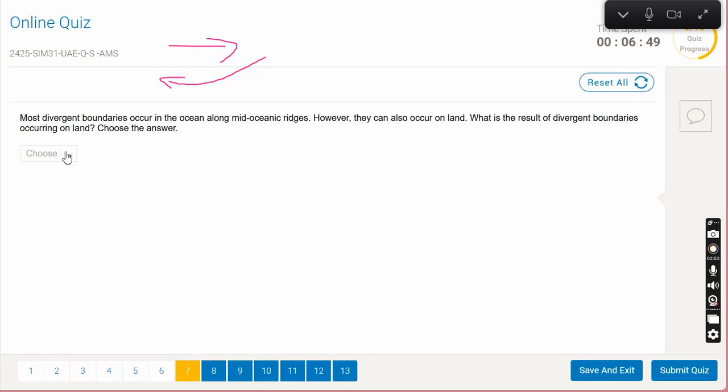Most divergent boundaries occur in the ocean along the mid-oceanic ridge. However, they can also occur on land. What is the result of divergent boundaries occurring on land? That's your rift valleys.